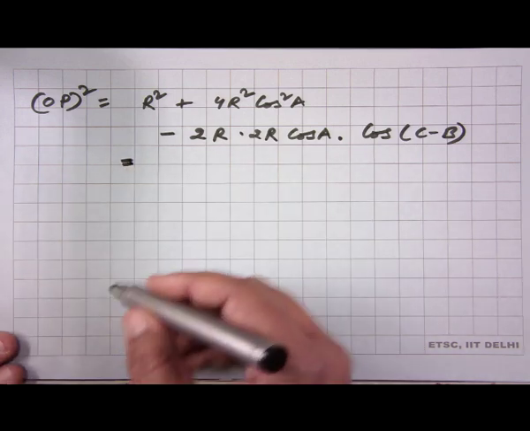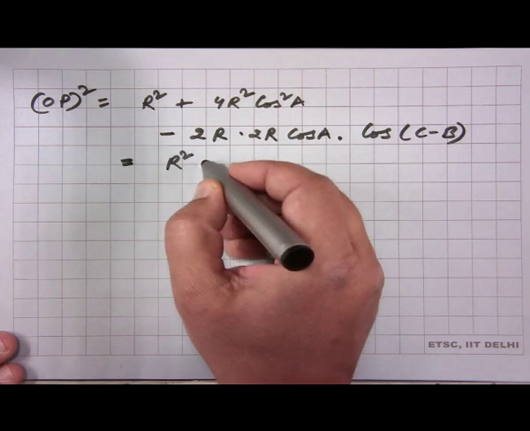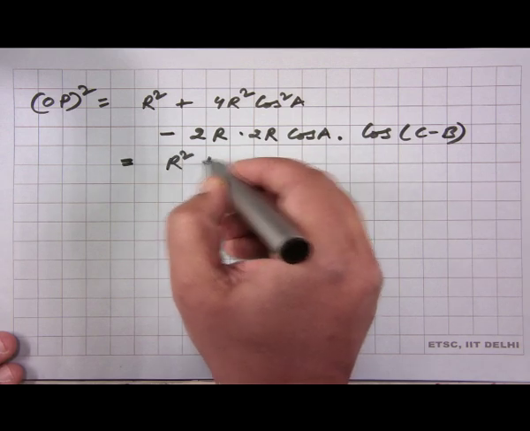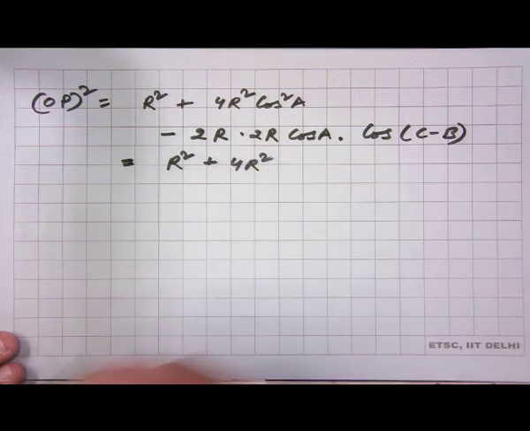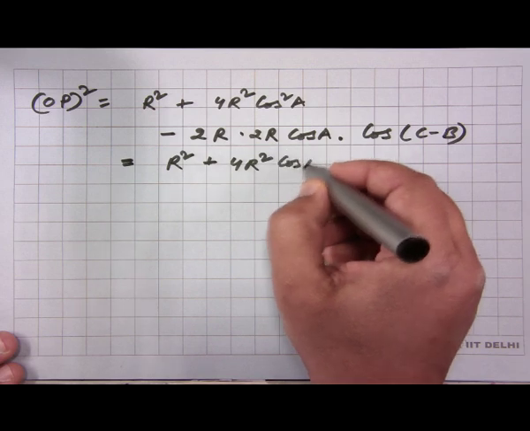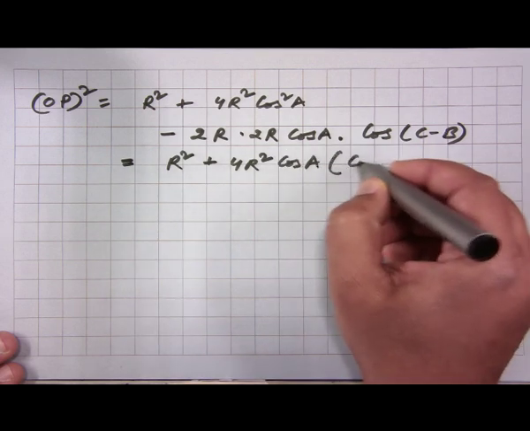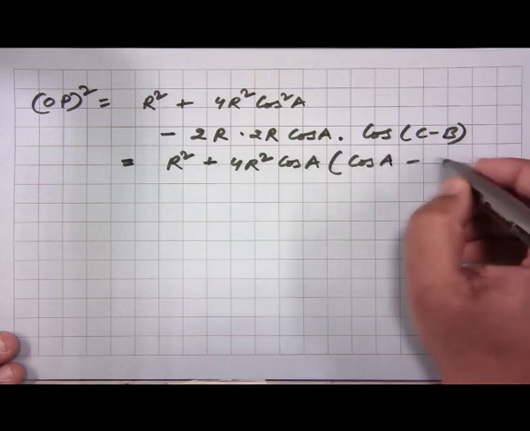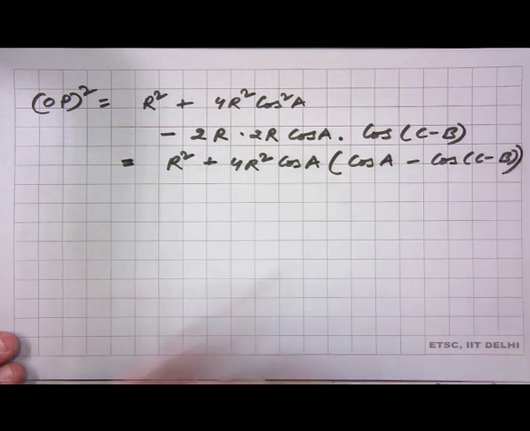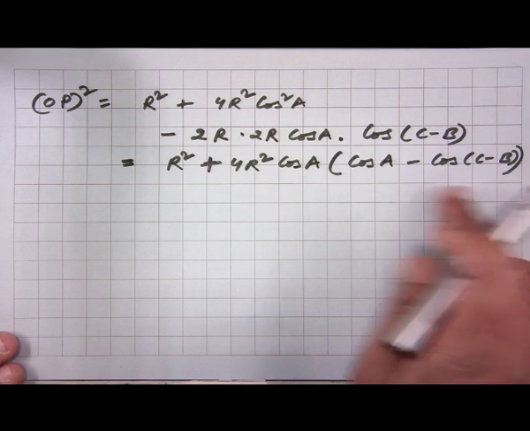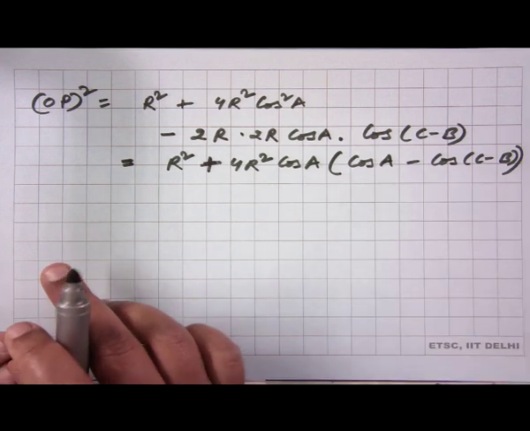And then this is equal to R square plus 4R square cos A into cos A minus cos of C minus B.